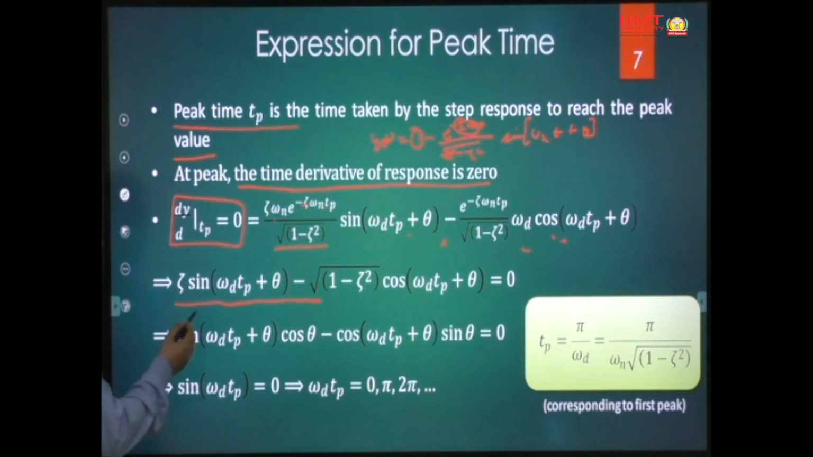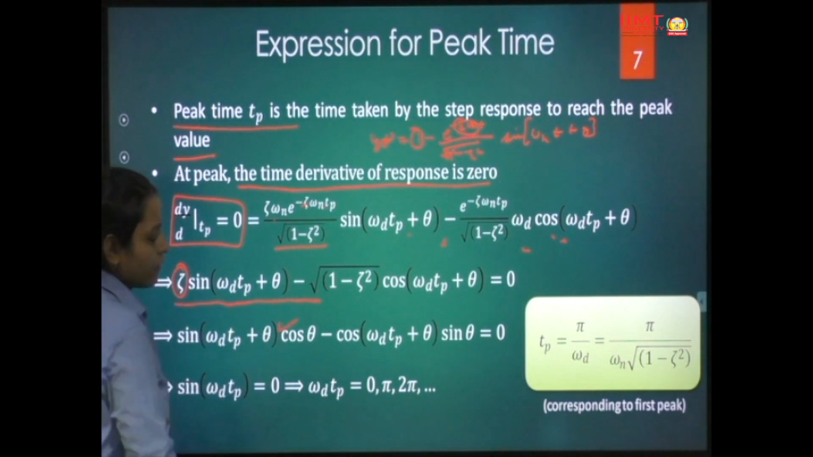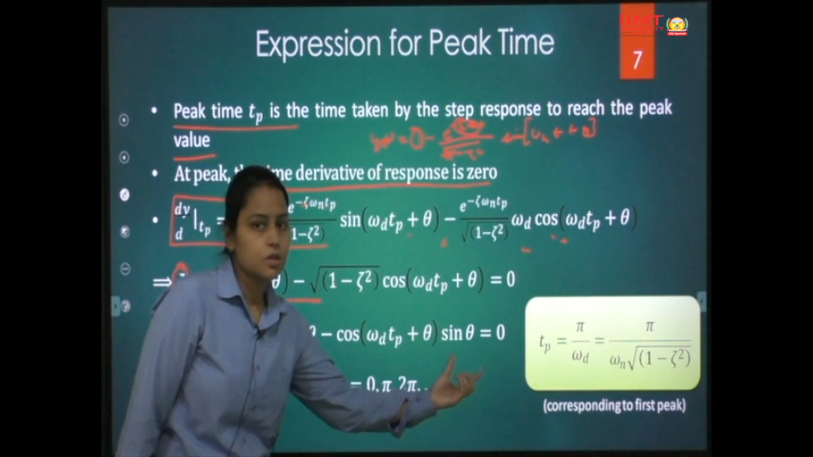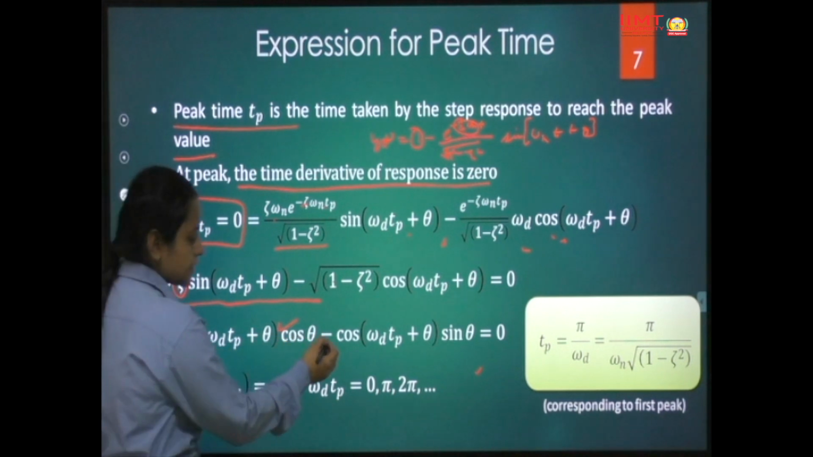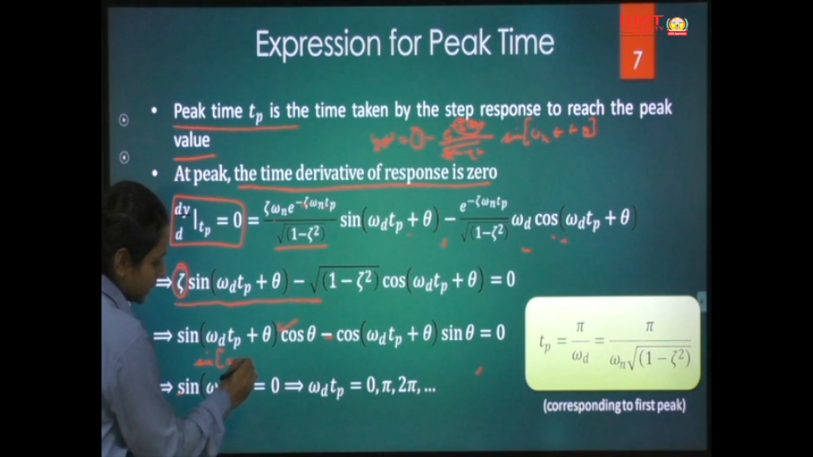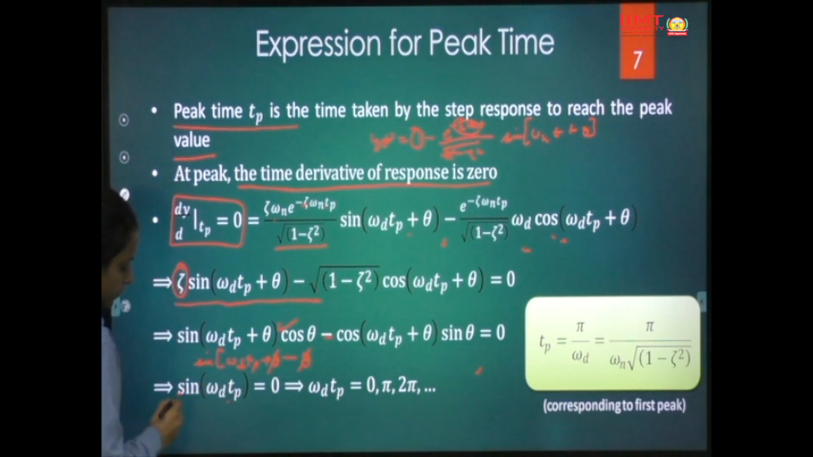So we already know zeta is equal to cos theta, so we have put the value of zeta, and under root 1 minus zeta square is sin theta. So we have put this value, and this formula would become the sin(c minus d) formula. So this is sin(omega_d Tp plus theta minus theta). So theta would get cancelled, so it would be remaining sin omega_d Tp, which is equal to 0.